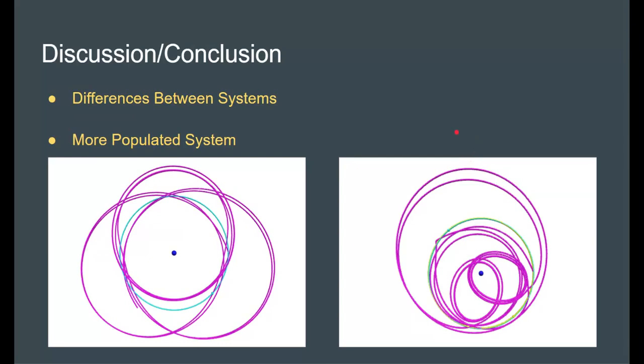So off of that, the natural way to progress this is to have an even more populated system and try to get a stable orbit with moons, say, in concentric rings or an actual planet that's orbiting a sun or star in the system. And obviously that would be much more difficult to have any sort of stable orbit there.